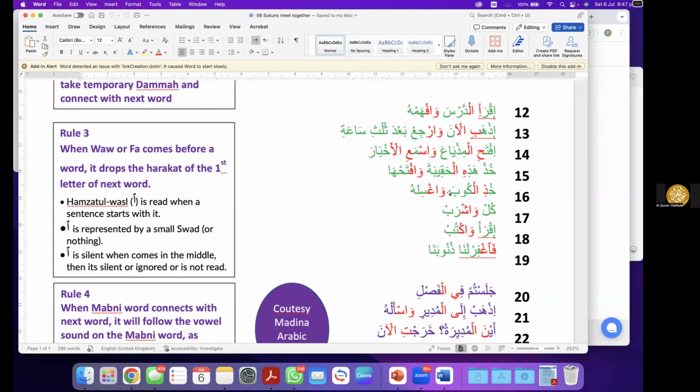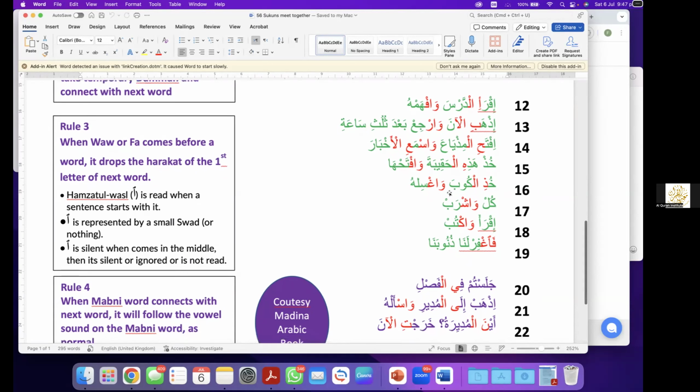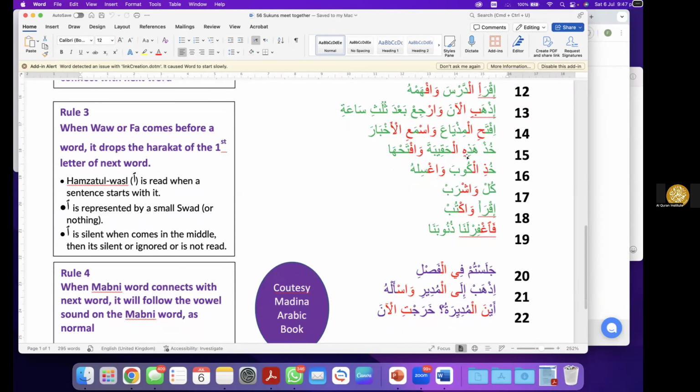Ikra idarsa wafhamhu. So we are mainly focusing on waw or fa coming before a word, what happens? Hamzatul wasl is read when a sentence starts with it, and it is represented with a small sword, silent when it is joined. Everybody understands that. The example of 19: فَغْفِرْ لَنَا ذُنُوبَنَا.